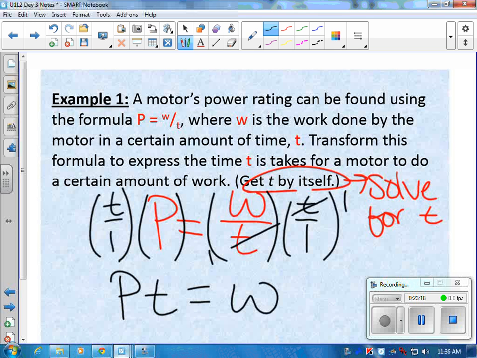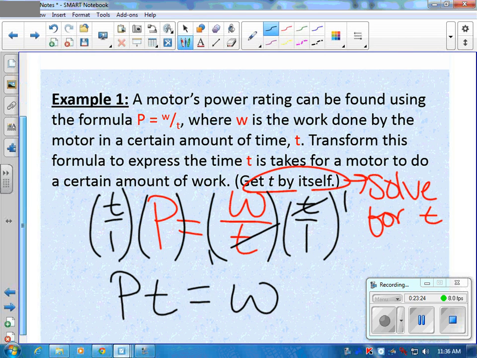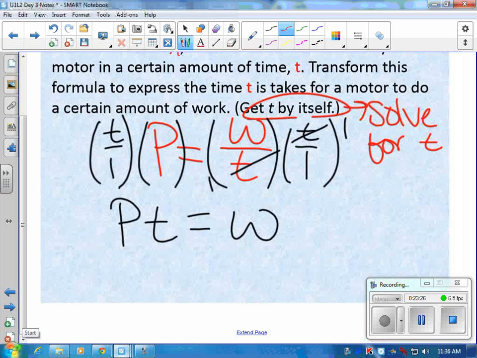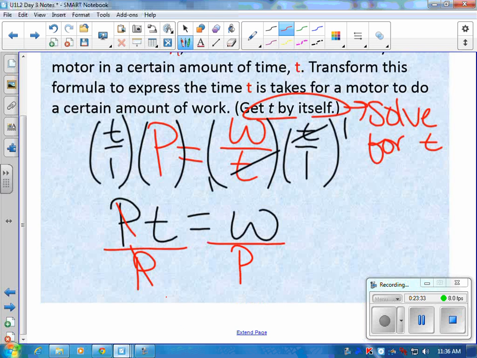If my goal was to get W by itself, I'd be done. But that's not my goal. My goal is to solve for T. Divide by what? P divided by P is 1. T by itself? T is completely by itself. T times 1. So the time equals the work divided by the power.